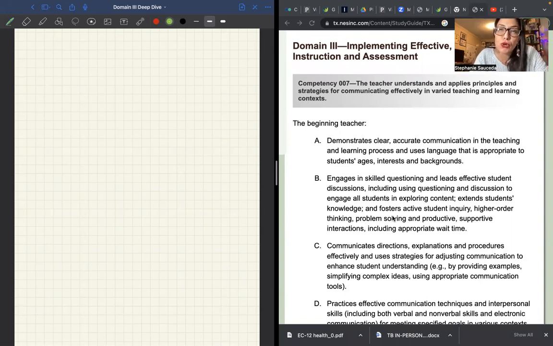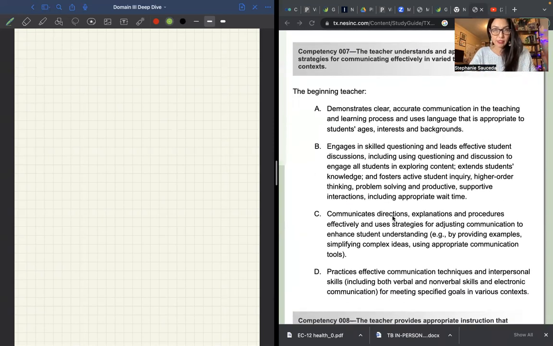And I want you to know the competency so well that when you see the scenario, you're like, oh yeah, this is domain 7 for sure. Like this is about communicating effectively. So if they talk about communication, speaking, discussions, oral language, any of that, you should say, oh, they're talking about communication and how to effectively apply it in varied teaching and learning contexts. And then you could even get into the specifics.